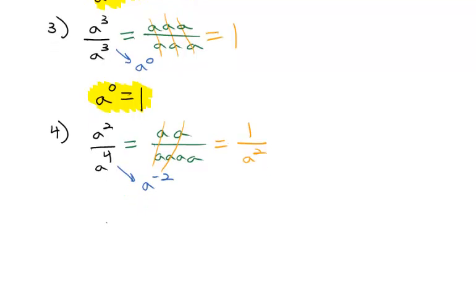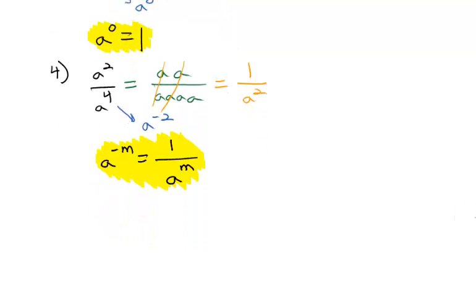This tells us that a negative exponent, a to the negative m, simply means we move it to the denominator, and we get a to the positive m. I want to notice that the negative exponent did not make the fraction negative. Negative exponents never make anything negative. Rather, the negative exponent simply moves it to the denominator as a positive exponent.